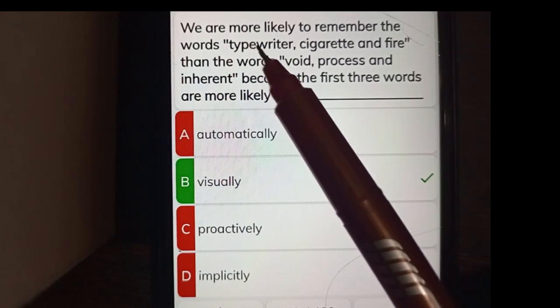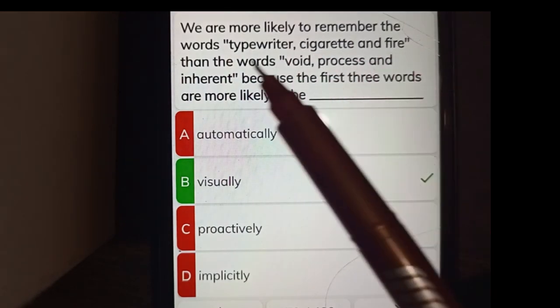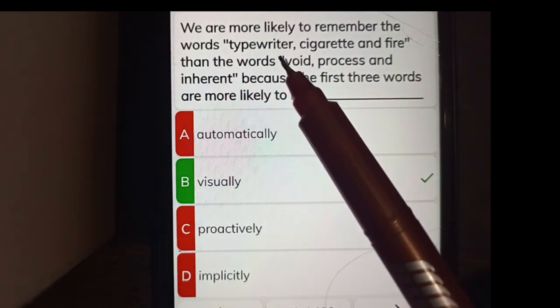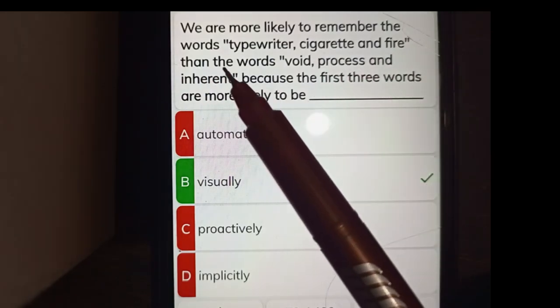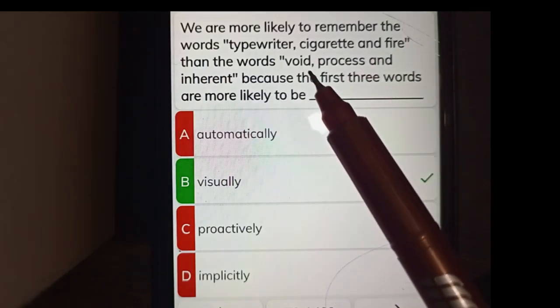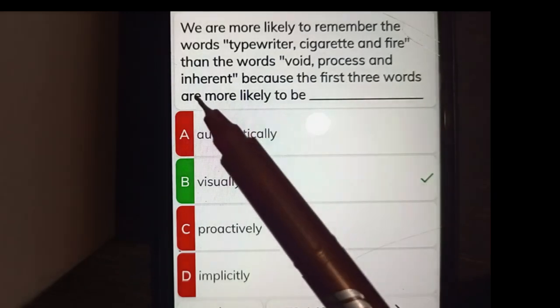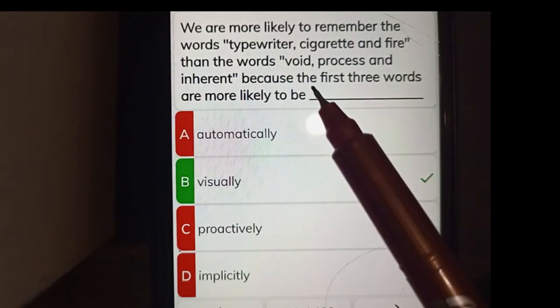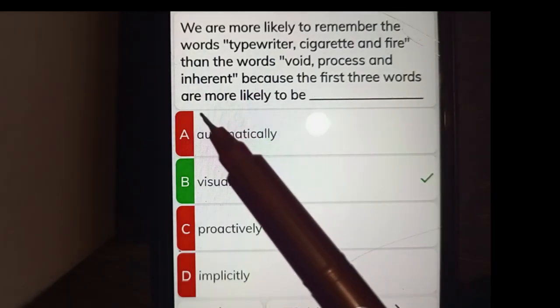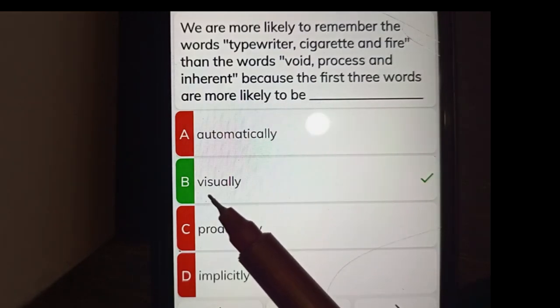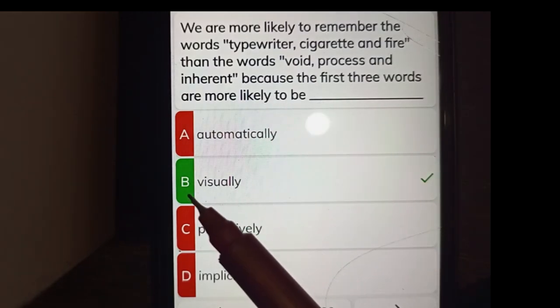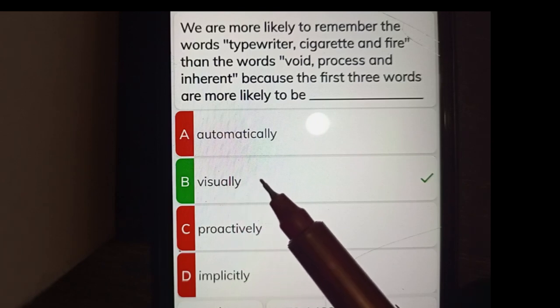We are more likely to remember the words typewriter, cigarette, and fire than the words void, process, and inherent because the first three words are more likely to be dash. Visually. The B answer is correct answer.